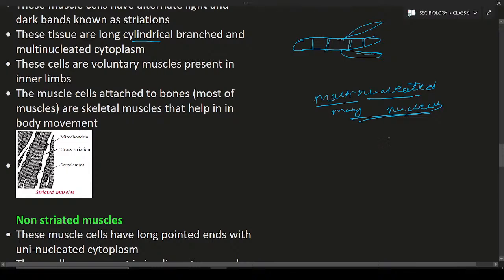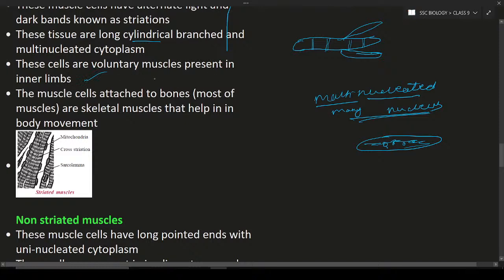What is meant by cytoplasm? Let us consider this is a cell. In this cell, many nuclei are there, and where are these nuclei present? In the cytoplasm, okay. These cells are voluntary muscles that help in locomotion. So what is meant by voluntary muscles?